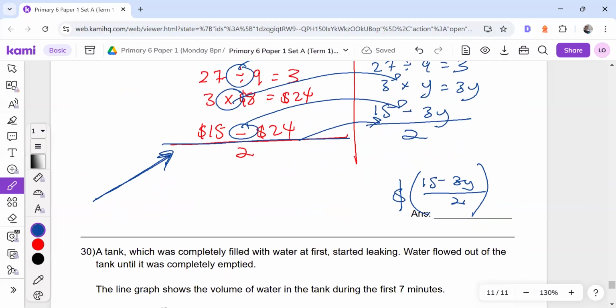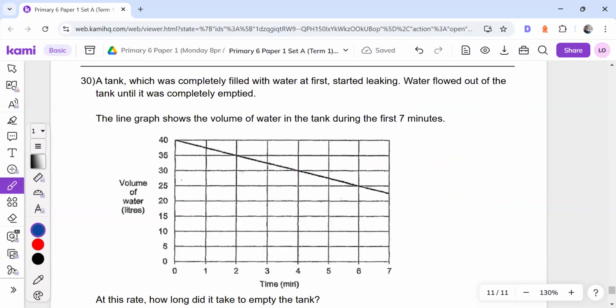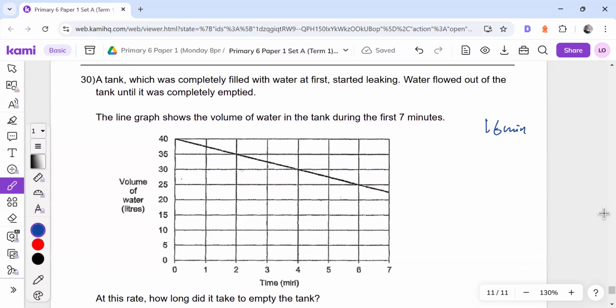Question 30. Clear so far? Question 30. Answer is 16 minutes. Correct? Nope. Let's see what happened. Now, a tank which was completely filled with water at first started leaking. So what is the capacity of the tank?